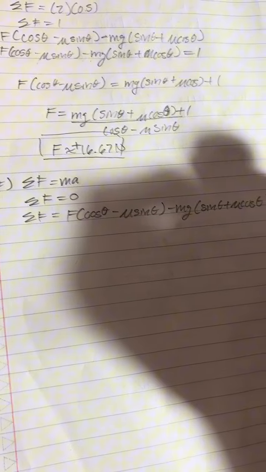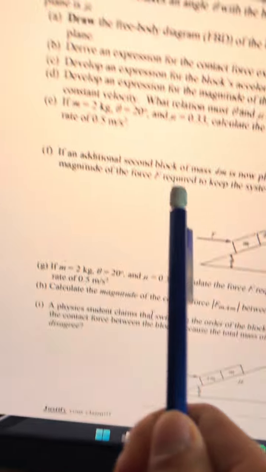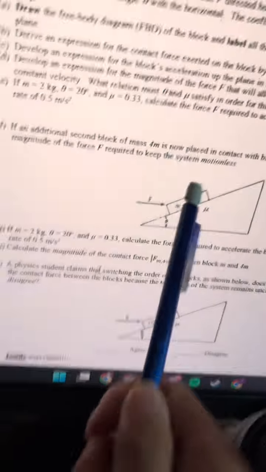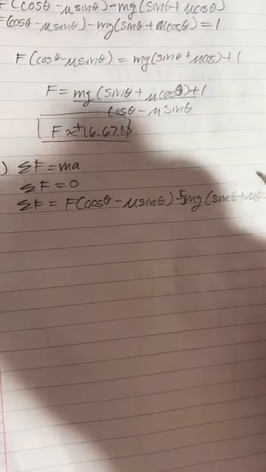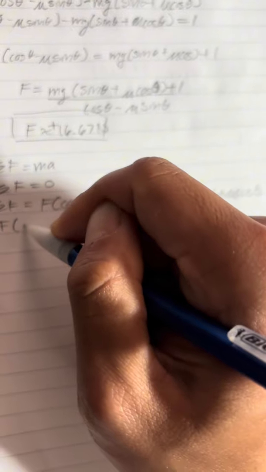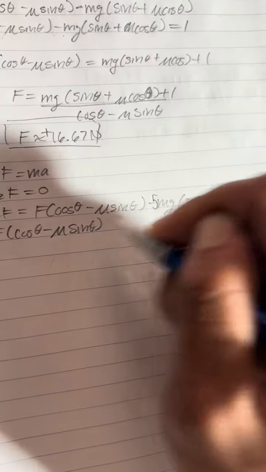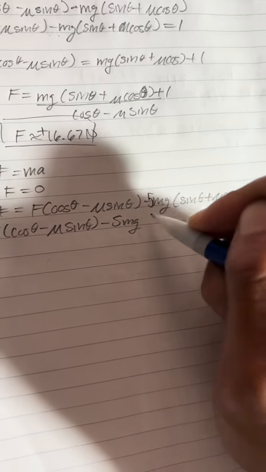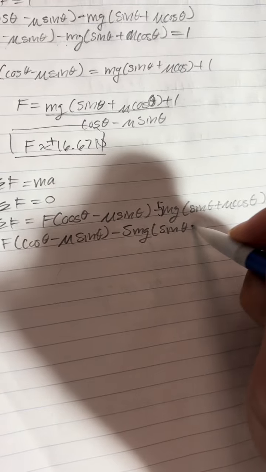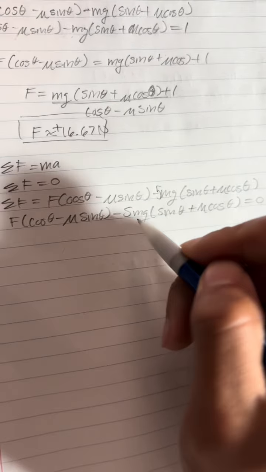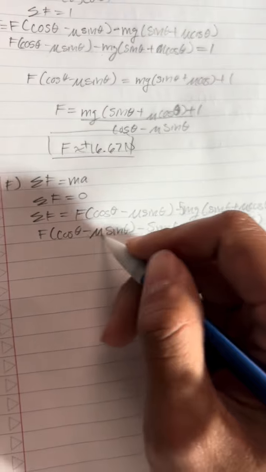But here it says that now a block of 4m is additionally placed. So we have m and 4m together. So then we have 5mg. And then we'll just set that equal to 0 because we can make an equation. And then we're just gonna move this to the other side and then divide by this.